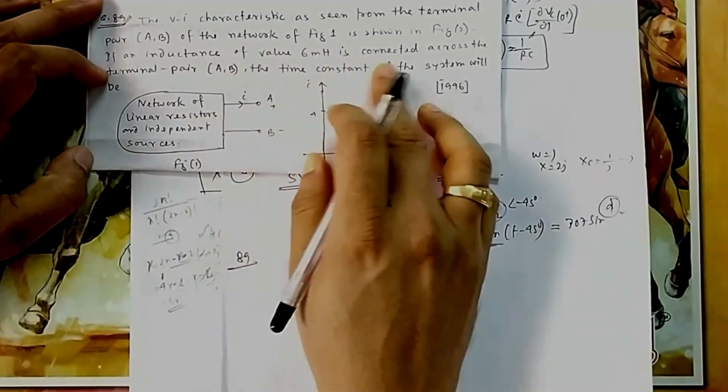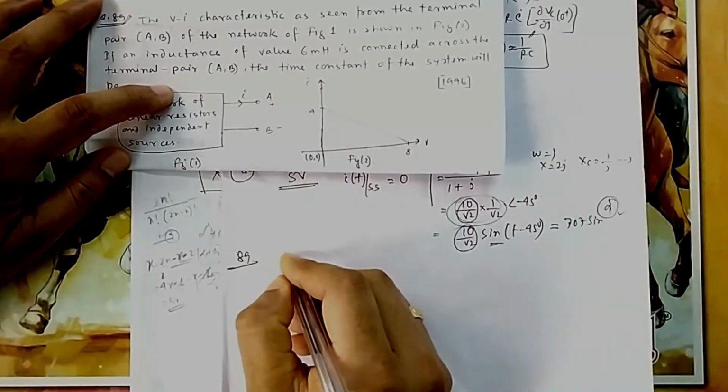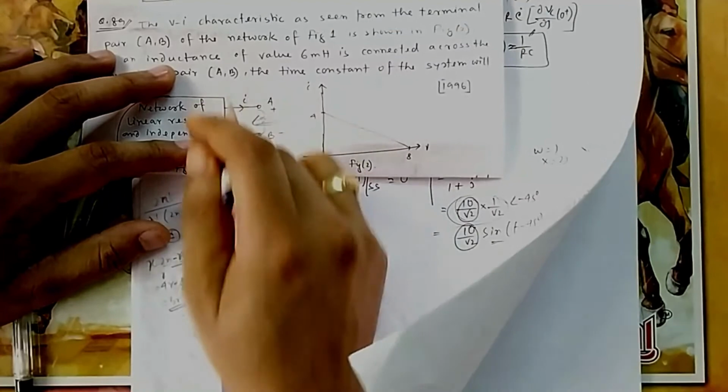The VI characteristics as seen by the terminals AB is this one. If an inductance value of 6 millihenry is connected across the terminal, what is the time constant? What I told you, for time constant it is L by R. If you are connecting an inductor between these two, you will open this inductor and look through it to see what resistance you are seeing.